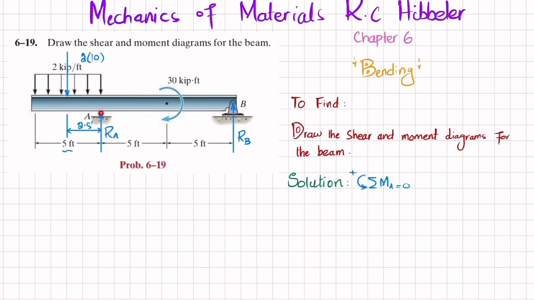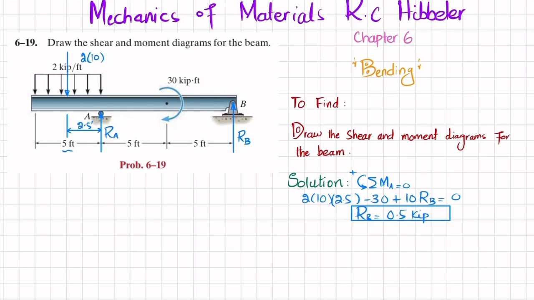Now the sum of all moments about point A is equal to 0. The first moment will be 2 into 10 into the perpendicular distance, this 2.5 feet, and it is producing a counterclockwise moment, so it will be positive. So I will write 2 multiplied by 10 multiplied by 2.5. The second moment, the external moment, is clockwise, so it will be negative, so minus 30. And the third moment is due to RB into the perpendicular distance, this 10 feet, and this is producing counterclockwise, so it will be positive. So plus 10 times RB is equal to 0. When you calculate it, you will get RB equal to 0.5, and the unit will be kip.